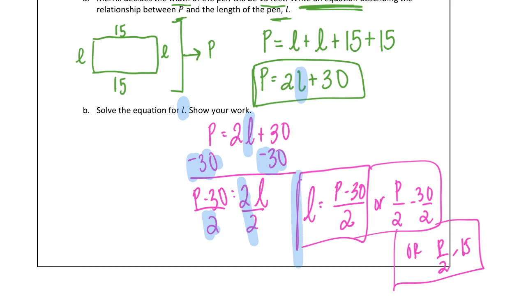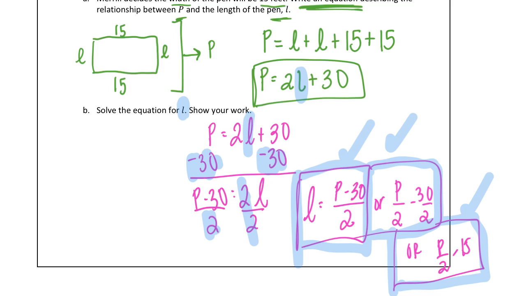There are 3 ways you could have written it: P minus 30 over 2, or you could have divided each piece by 2, P over 2 minus 30 over 2, or P over 2 can stay the same, but 30 divided by 2 is 15, so P over 2 minus 15 is the same thing. Any of those 3 is fine.